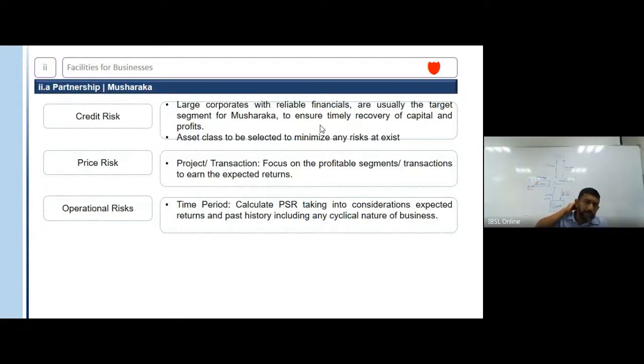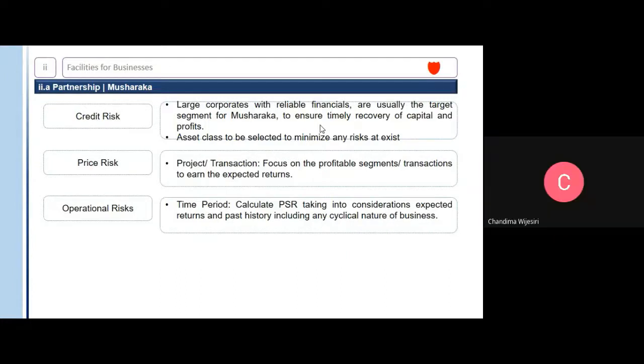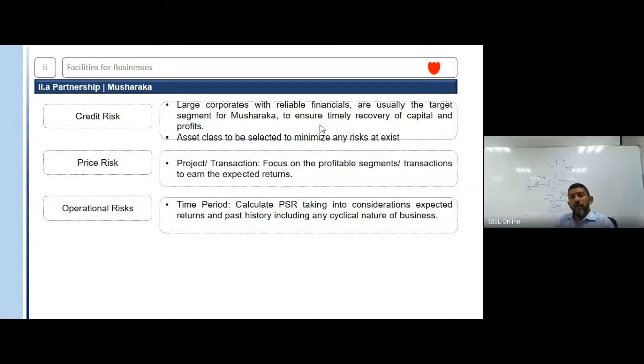Clear? Yeah. Okay. So good. So those are the broad parameters.